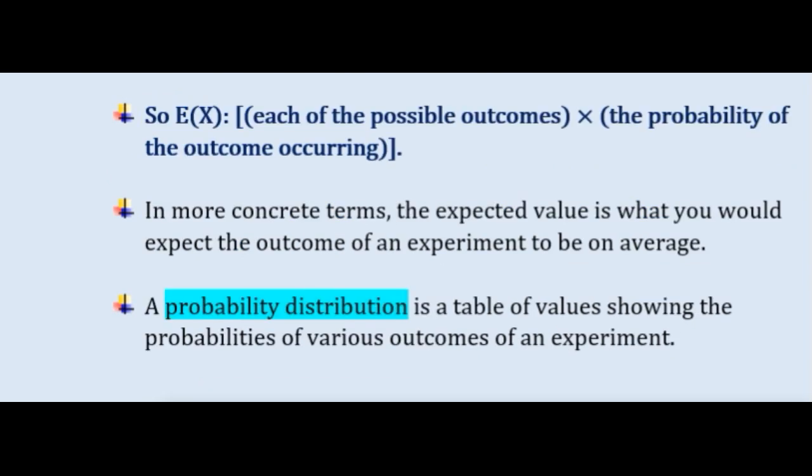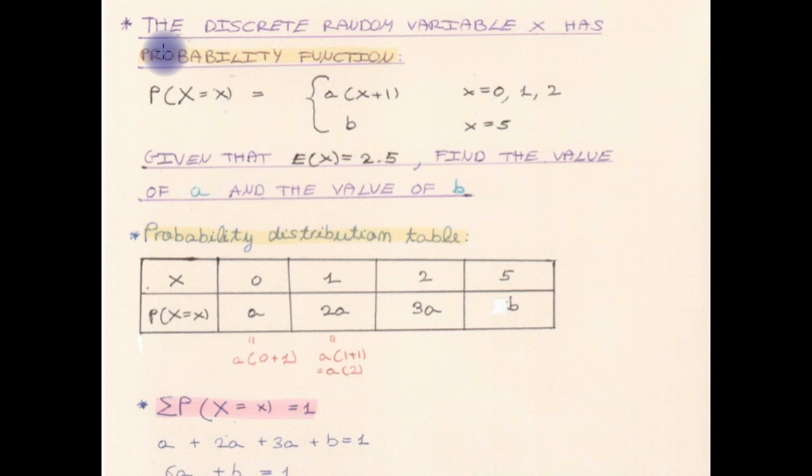A probability distribution is a table of values showing the probabilities of various outcomes of an experiment. Okay, let's get started by reading the statement of this problem. It says, the discrete random variable x has this probability function. Given that the expected value of x is equal to 2.5, find the value of a and the value of b.